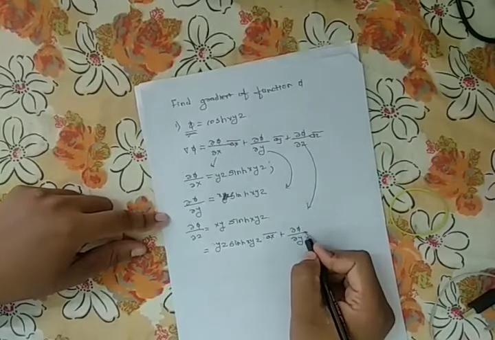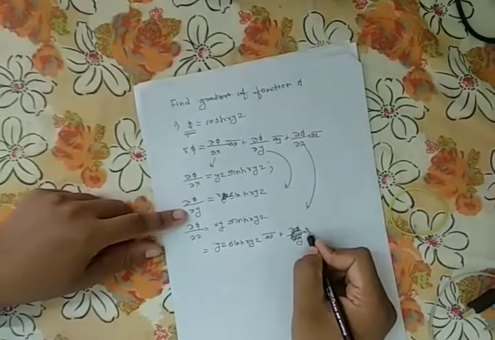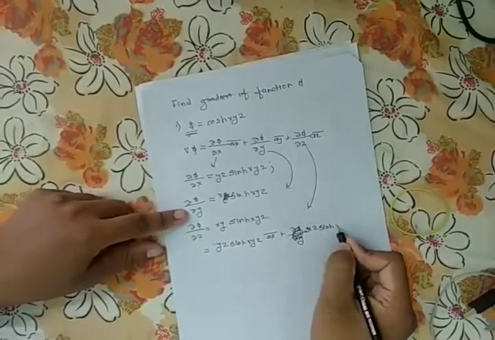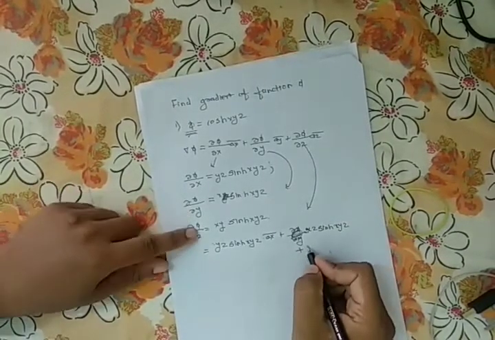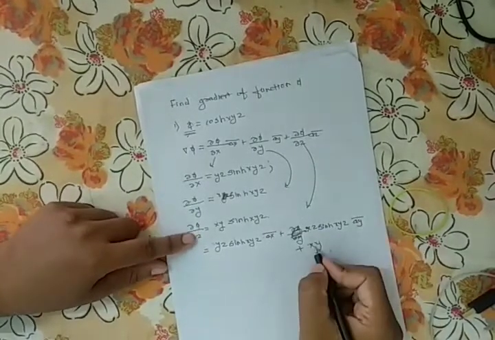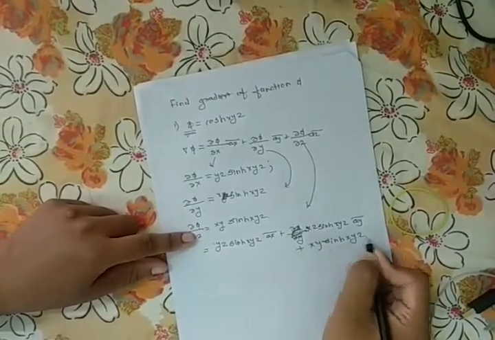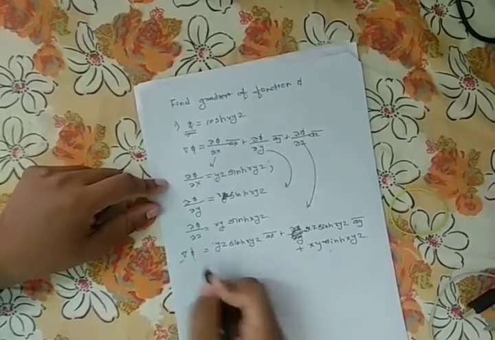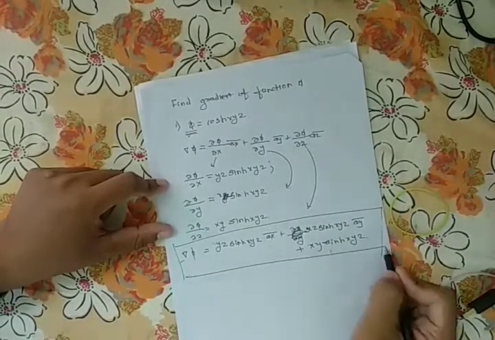So what is the value of, instead of, I will write directly the value: xz sinh(xyz), plus the last term, here is ay bar, last term xy sinh(xyz). That is ∇φ. That is your answer. We have found this gradient.